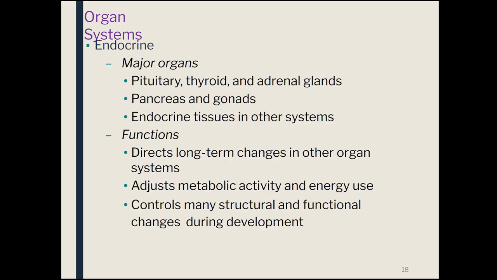Endocrine, think long-term changes. We think of pituitary, thyroid, adrenal glands, pancreas, gonads. The pancreas is actually both an endocrine organ and an exocrine organ. Helps to adjust metabolic activity and energy use. Think your thyroid. Some people have hypothyroidism, where our thyroid gland isn't acting optimally. They might feel lethargic, tired, weak, gain weight. This endocrine system helps to adjust metabolic activity. Has to do with hormones. Endocrine system, think hormones. For the nervous system, we think neurotransmitters.